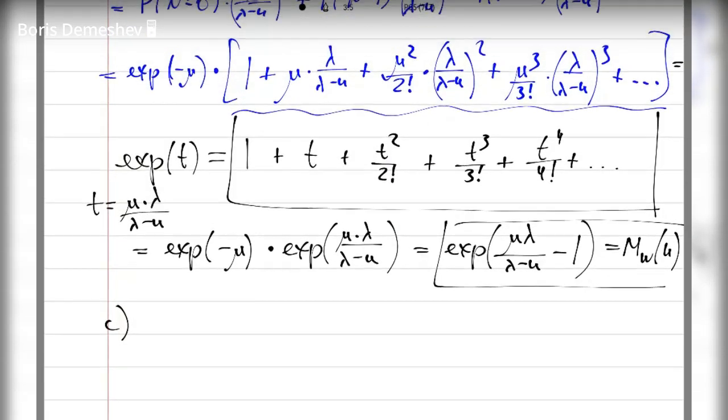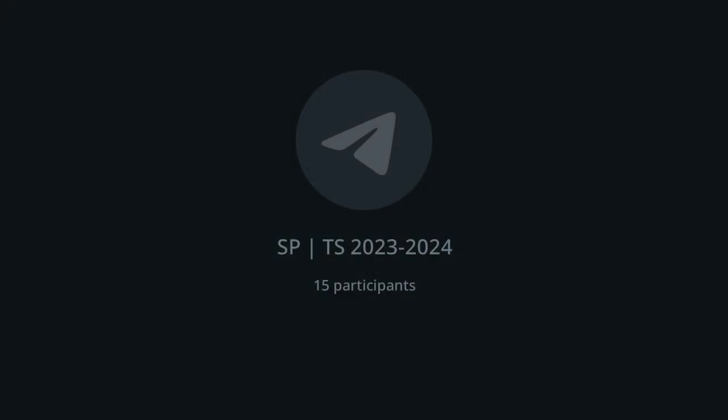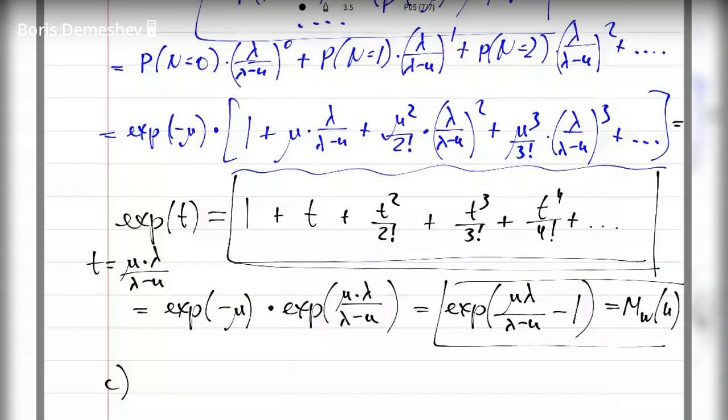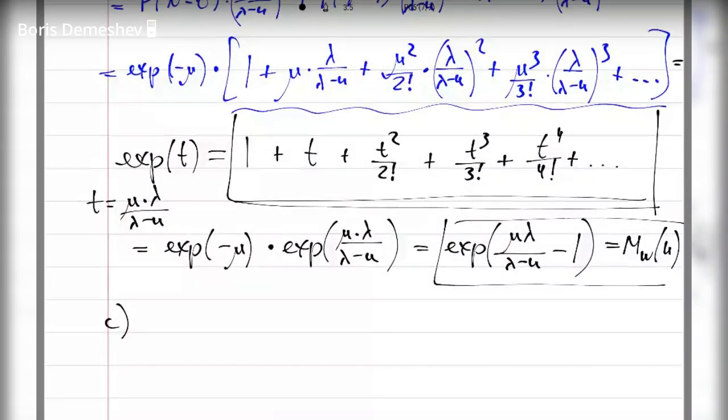We need to look at this formula and recognize the Taylor expansion of the exponent function. I understand that it's not easy to see the Taylor expansion, but that's the level of the hardest question in the external exam. Okay, let's move on to see how to calculate the expected value of W.